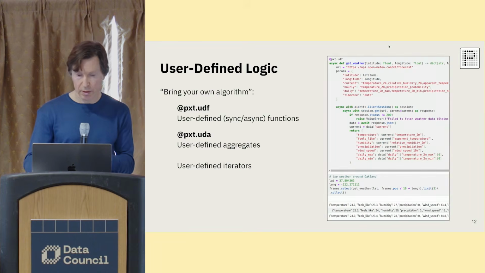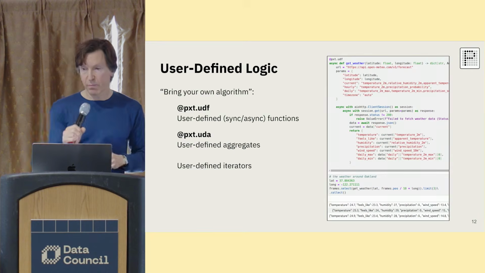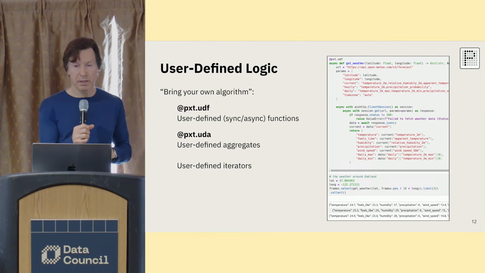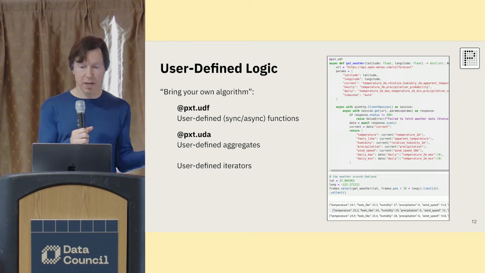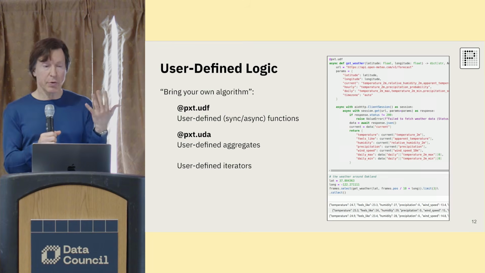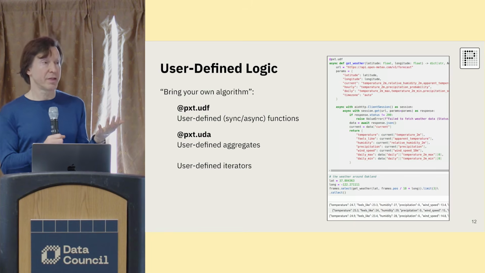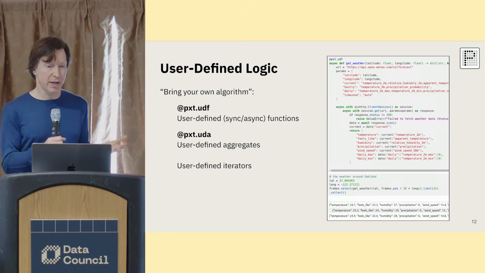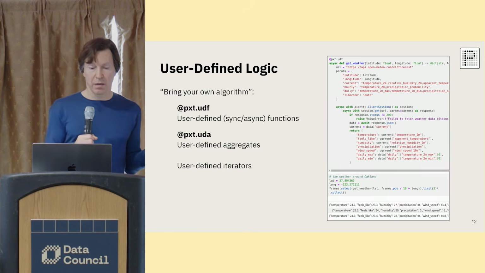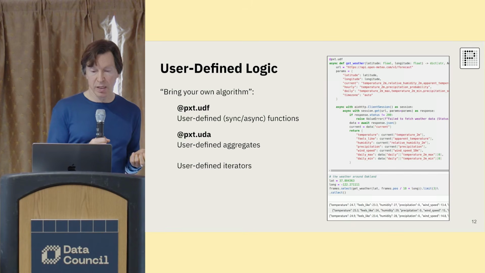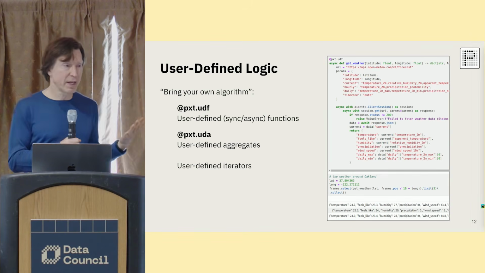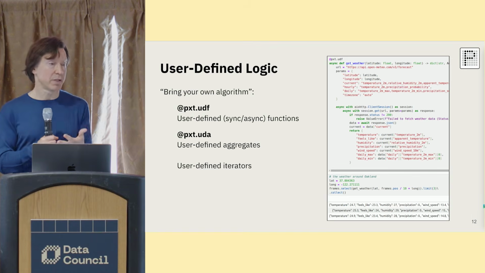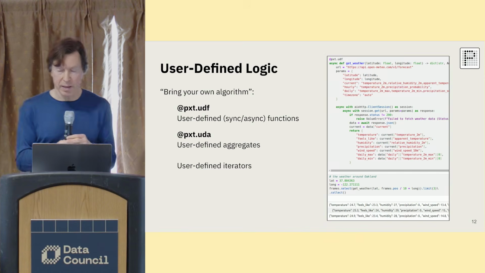I mentioned earlier that Pixeltable is completely unopinionated regarding the algorithms you run. So in Pixeltable, you have multiple internal APIs to provide user-defined logic. The most commonly seen one is the user-defined function, a simple function that takes a bunch of inputs and produces one output, right? So this is something that would be applied to a single row.